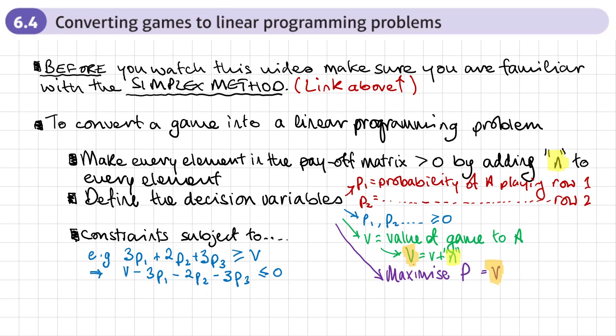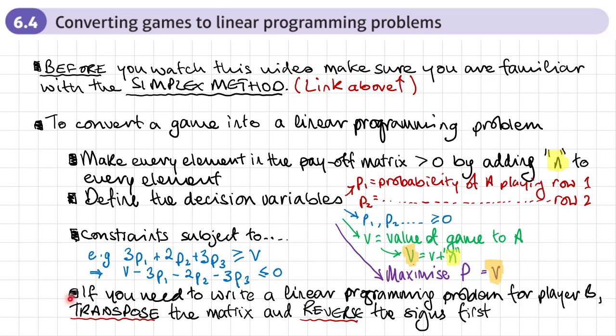Now, if you need to write a linear programming problem from player B's perspective, then for the original payoff matrix, we're going to transpose the matrix. That means we're going to interchange the rows and columns, and we also need to reverse the signs of each element in the matrix. So positives will become negatives, negatives will become positives. We do that first, and then we carry out the steps above as before.